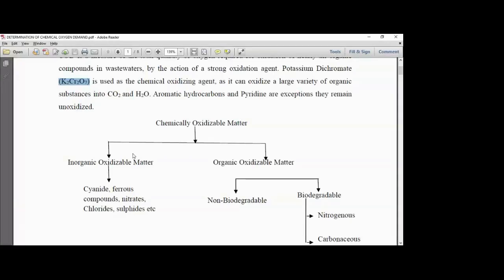In the orals, we normally ask students what is the oxidizing agent in the BOD test. And now the students get confused.